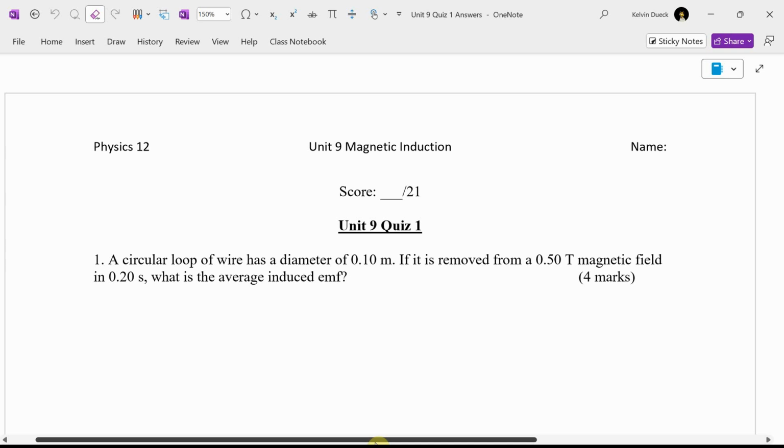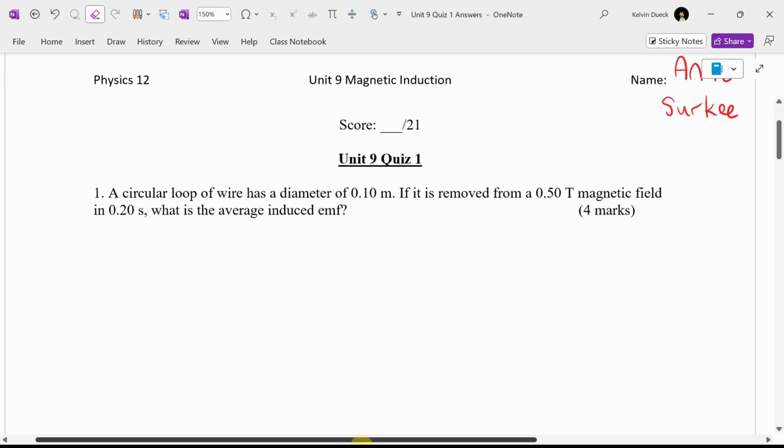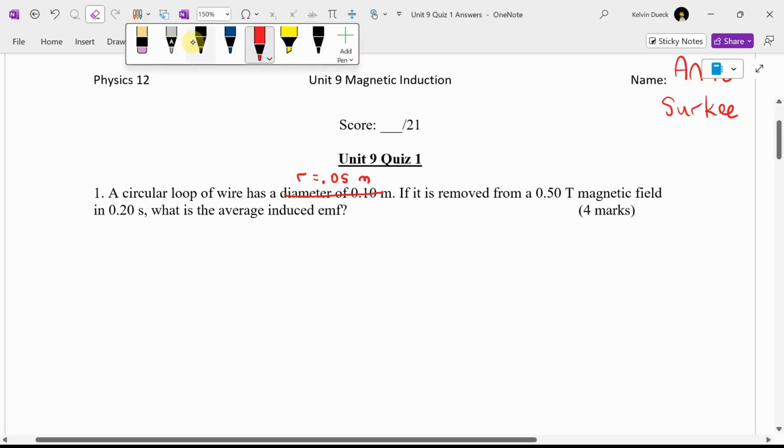Some of the questions you're going to see, I will lift right from this quiz. It says a circular loop of wire has a diameter. I won't try and trick you on the test. I saw the diameter of 0.1 meters. I said, you know what? That means R equals 0.05 meters. We use radii in our equations, not a diameter. And it wants the average induced EMF.